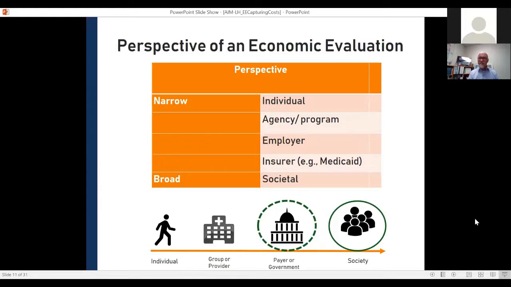All right, so perspective matters in terms of which agency we want to answer the questions for, whether it's from the individual on up to the societal level. That sets the parameters around which costs and which benefits we want to capture.